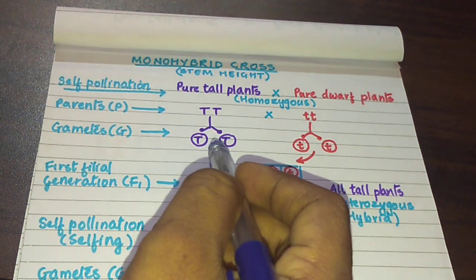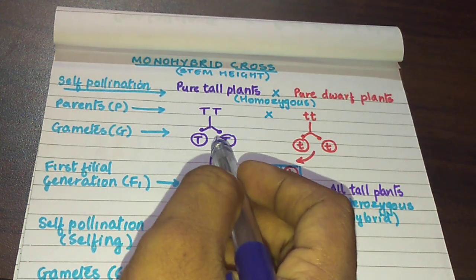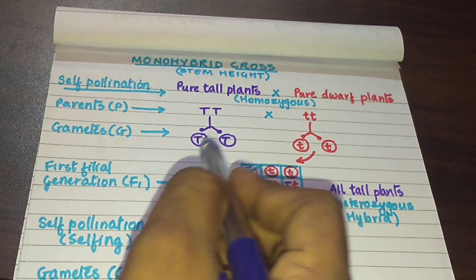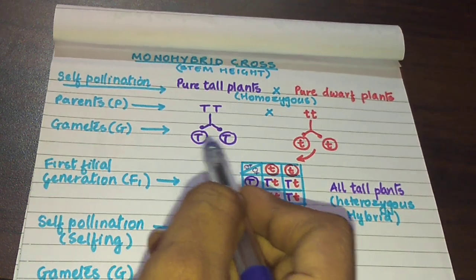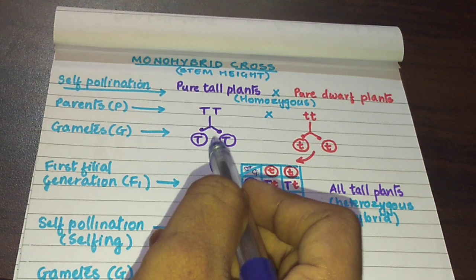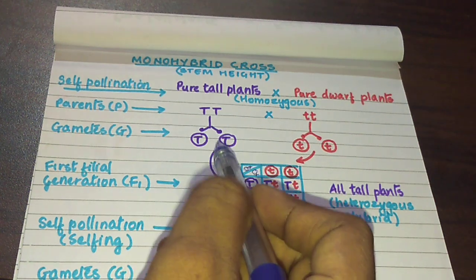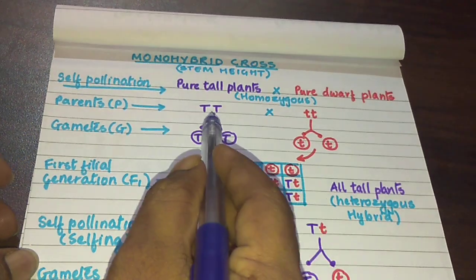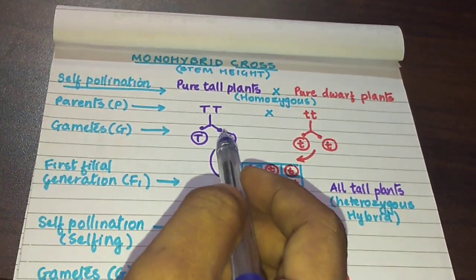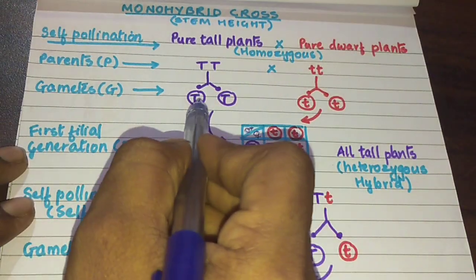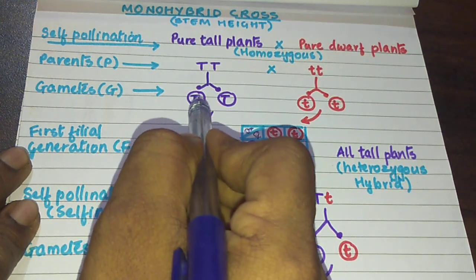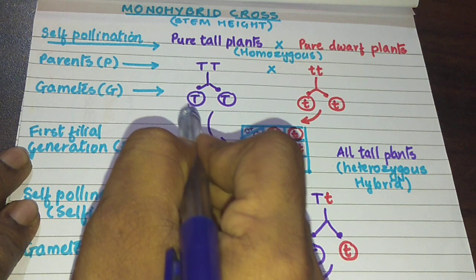At the reproductive stage, these plants will undergo meiotic division to give rise to gamete cells, which will have the haploid number of chromosomes. We know that when a particular cell undergoes meiotic division, it will have half the number of chromosomes of the parental one. So when we write the gamete, we will take only one alphabet in a particular gamete and encircle it.